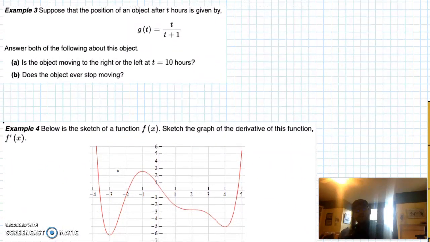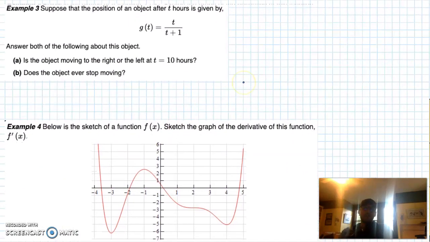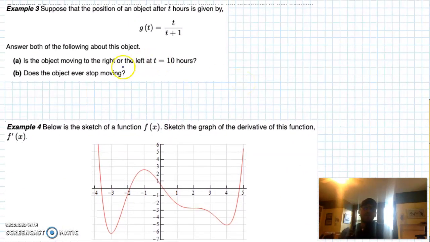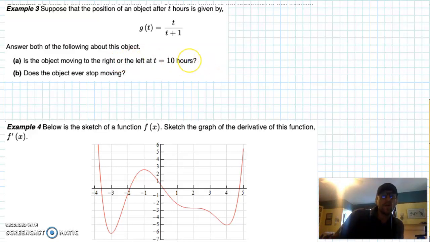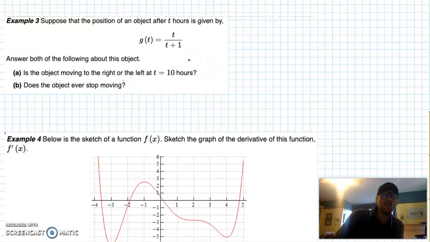Suppose that the position of an object after t hours is given by this. Answer both of the following about this object. Okay, let me check this out. Oh yeah, I think we had gotten this derivative. So if the position is represented by that, we could represent the change in the position, or basically the movement, with the derivative.